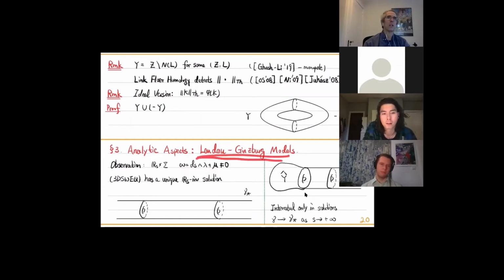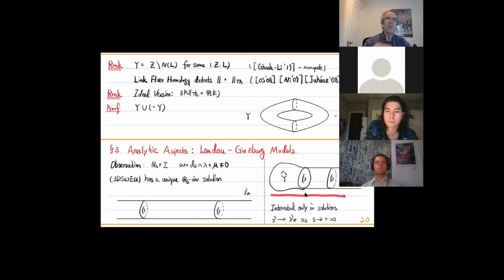the proof. So the first observation here is that if you work with this standard cylinder R times sigma, and if you work with this covariantly constant standard two form omega, then the three-dimensional Seiberg-Witten equation has a unique R invariant solution on this space. Let's call it gamma star. And this configuration is irreducible. So this observation, I think, was due to Taubes, and it is essential here to assume one of lambda and mu is non-zero. Otherwise, the statement is wrong.